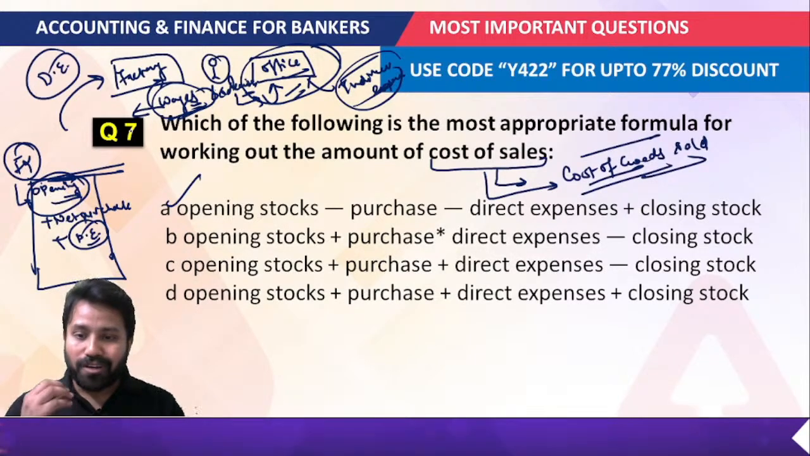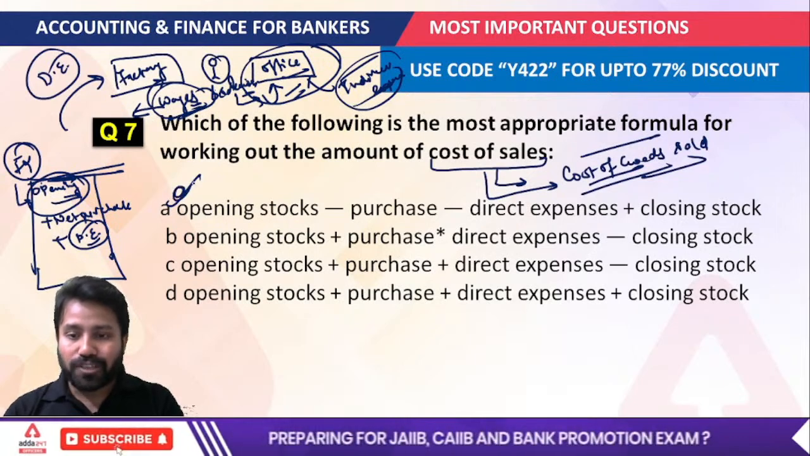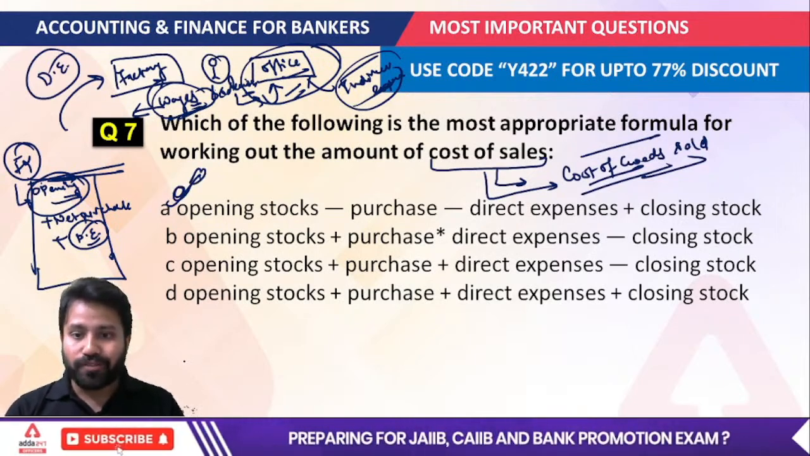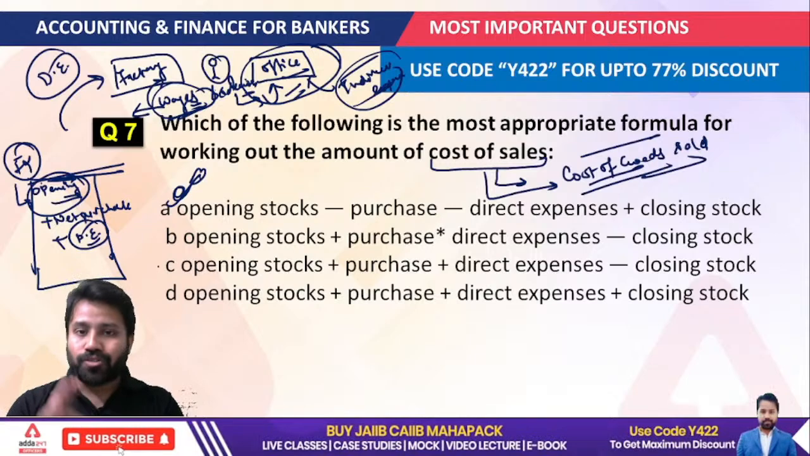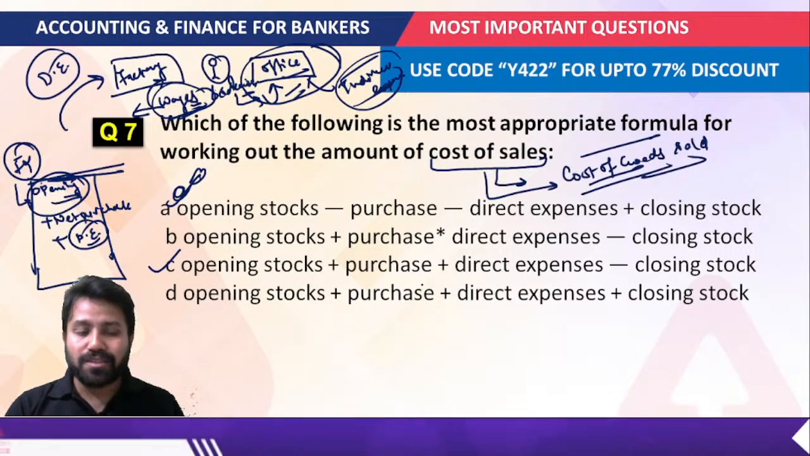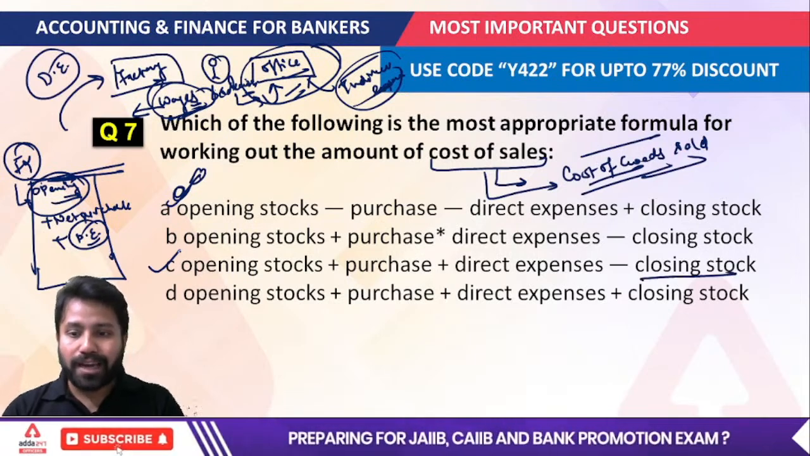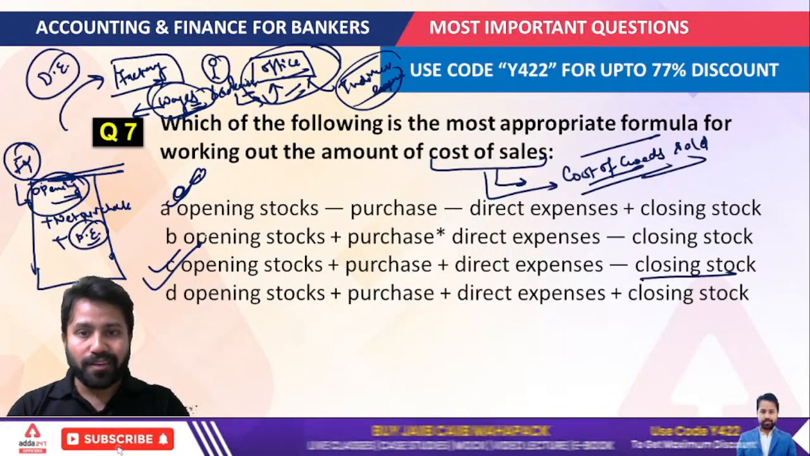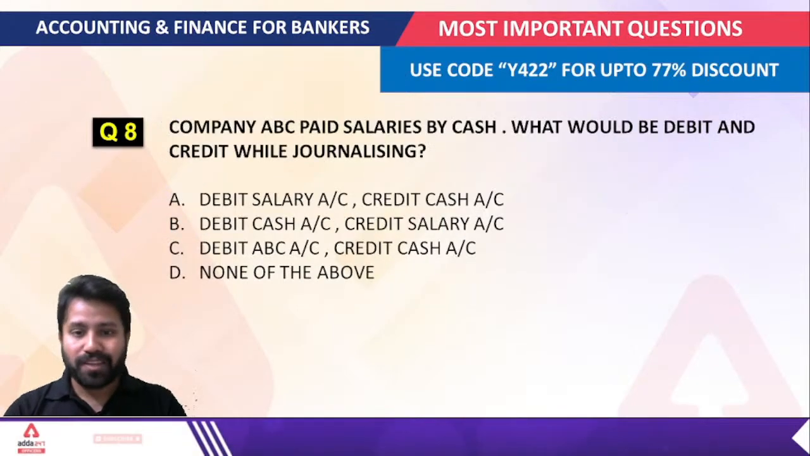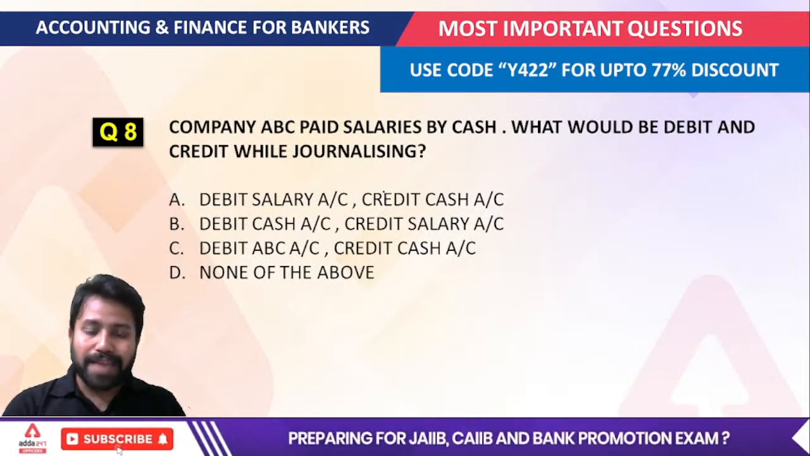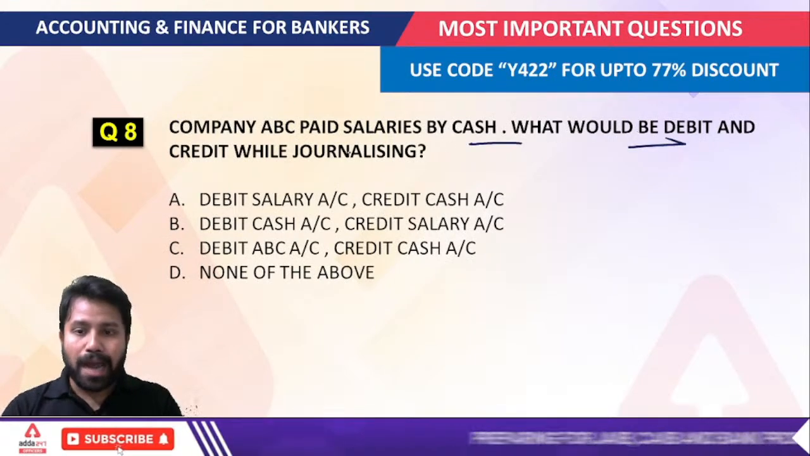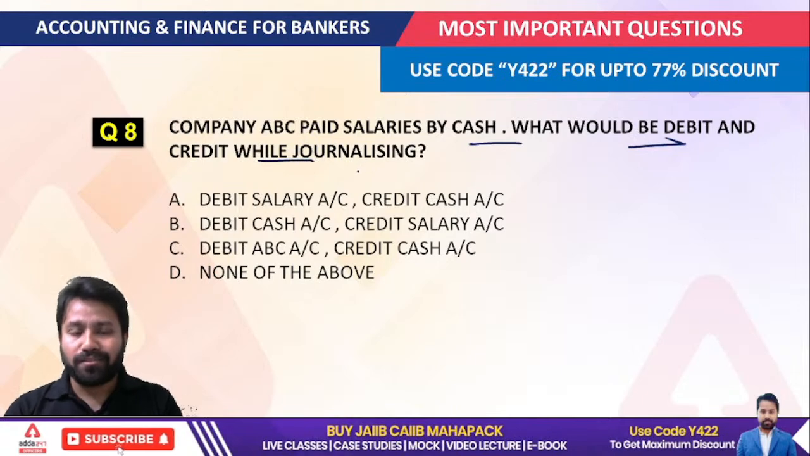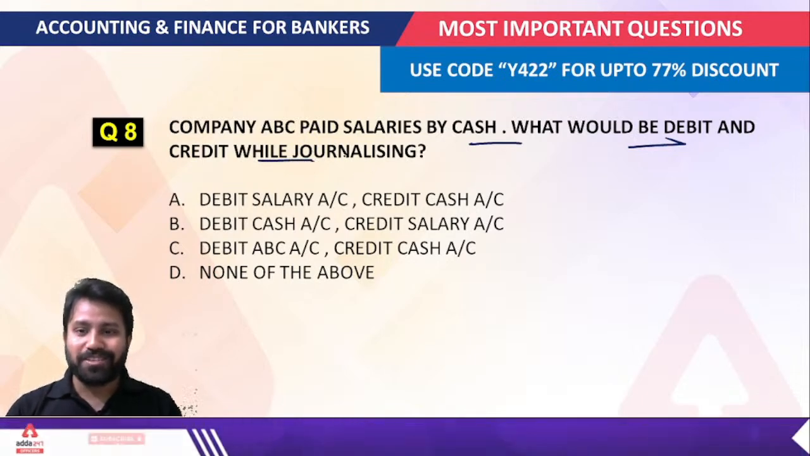Okay, so in this question, if I have to tell what the answer would be, you will say the value of the cost of goods sold is opening stock plus purchases plus direct expenses minus closing stock. The correct answer of this would be C. I'm hoping that everyone understood this. Right? Next question. Company ABC paid salaries by cash. What would be the debit and credit while journalizing? What would be the answer of this?